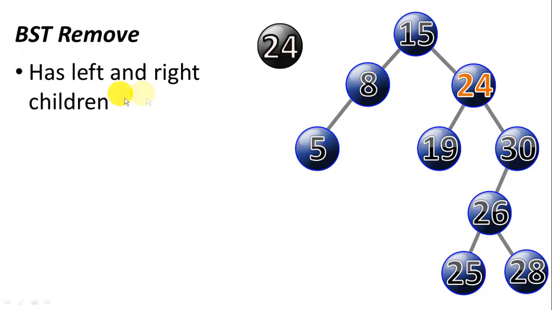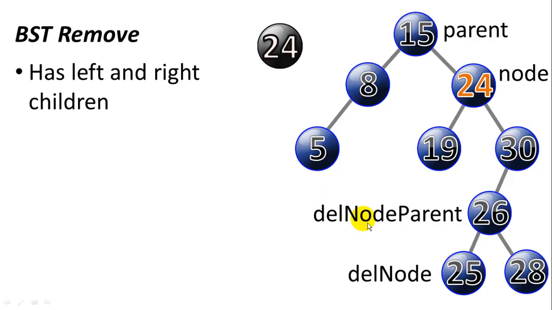Now let's say a node has both a left child and a right child. In the case of 24, we have 19 and 30. We have both a left child and a right child. And again, these can have whole subtrees. In the case of 30, there's a whole subtree down below. So the process here is a little more complicated.